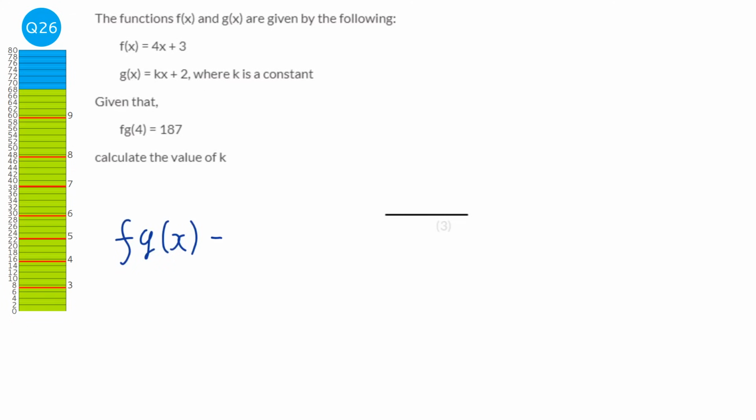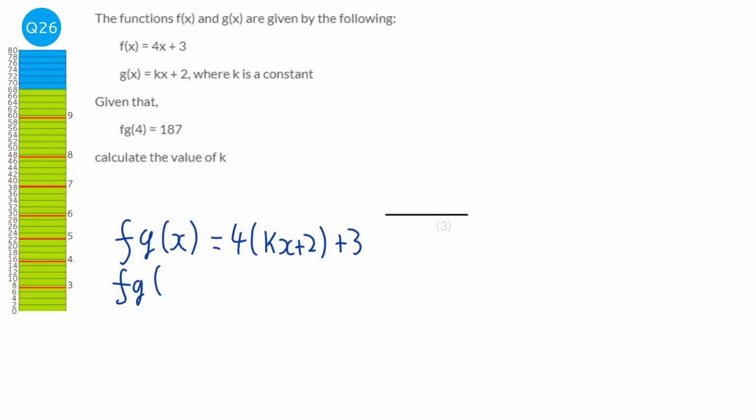And to do that, what we're going to do is just feed in the value of g(x), the function kx plus 2. We're going to feed that in as the value of x in the f(x) function. So instead of 4x, it'll be 4 lots of kx plus 2, and then plus 3. Now this says that fg, when 4 is put into it, gets an answer of 187.